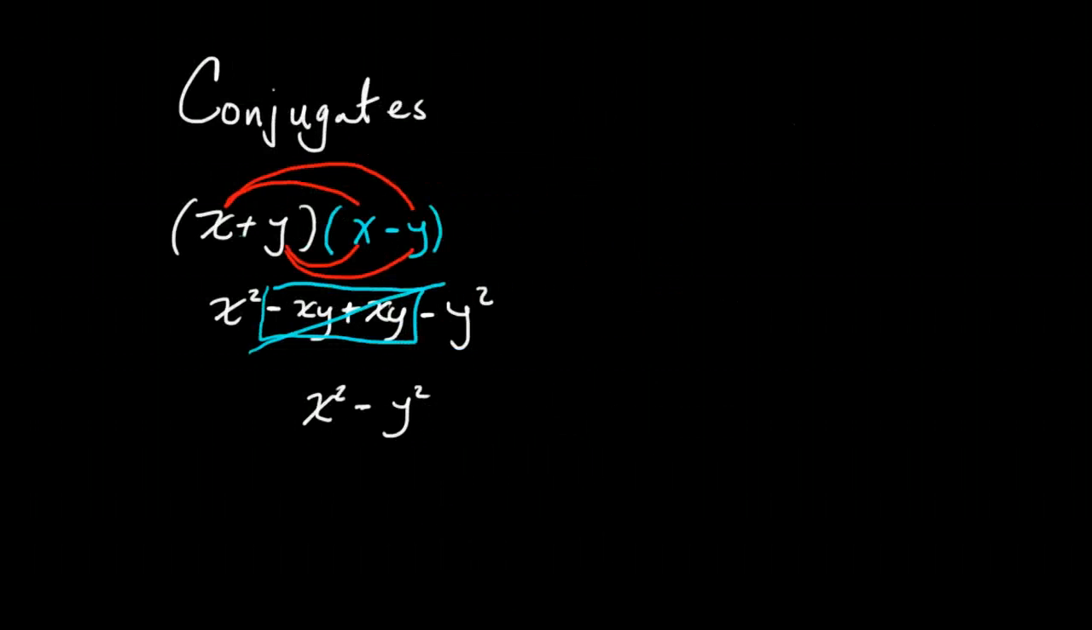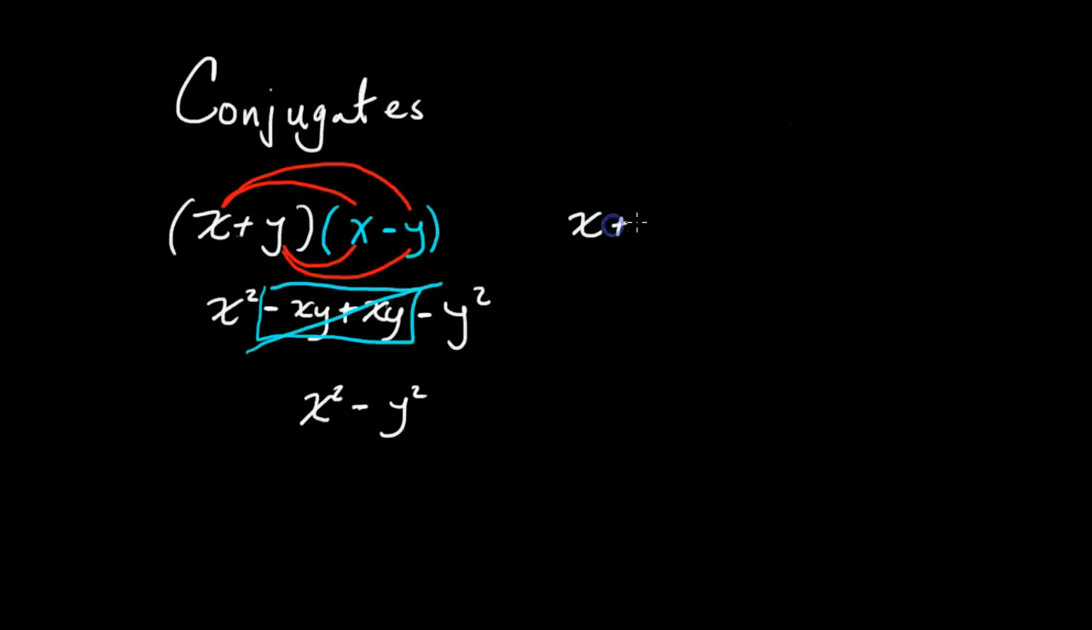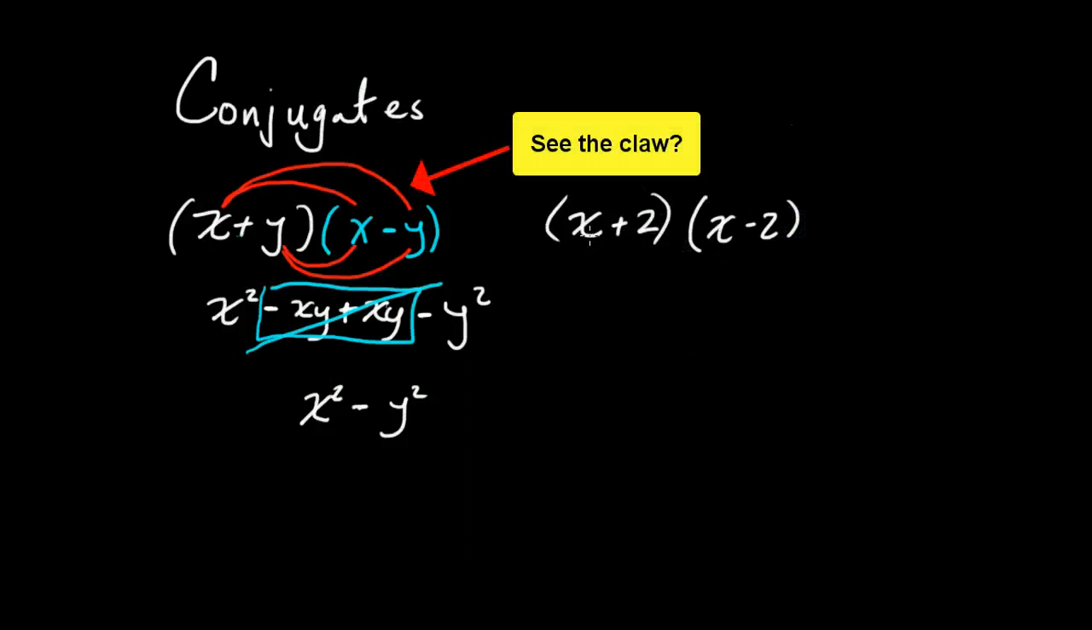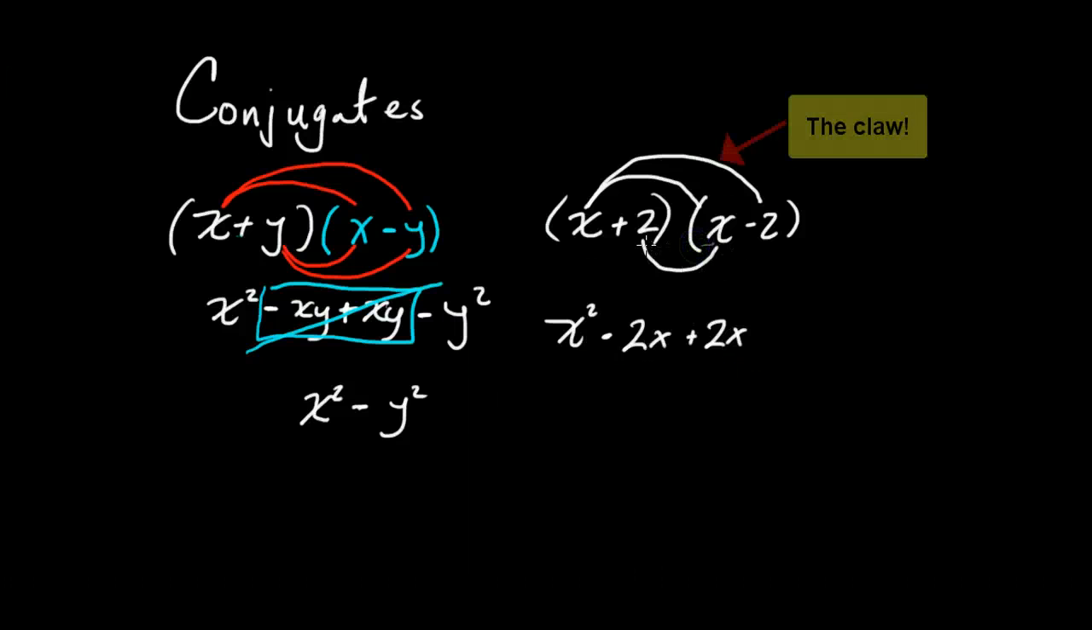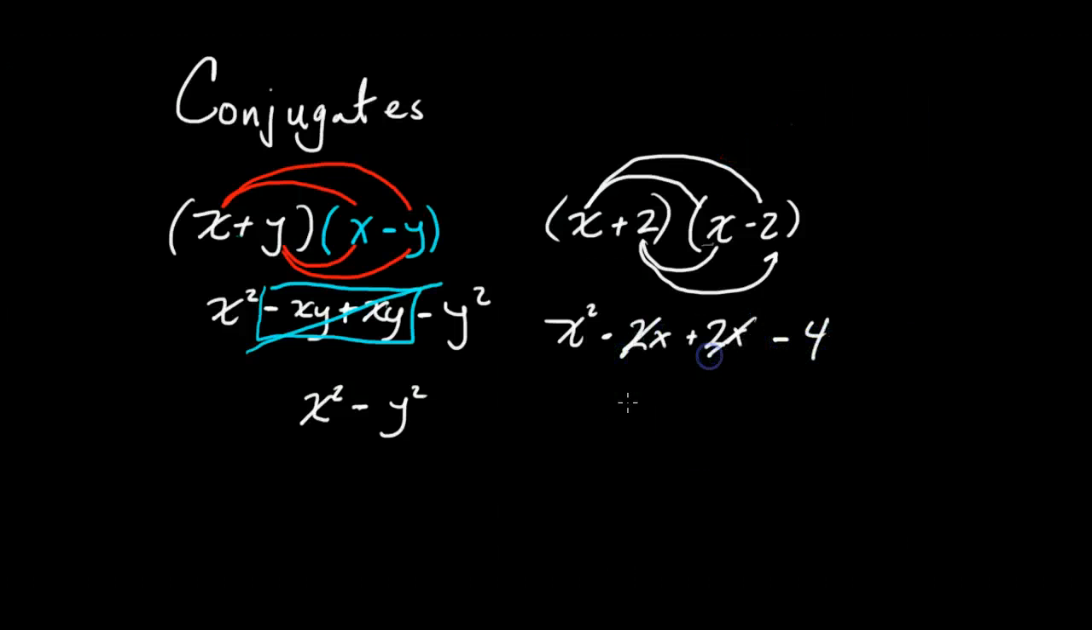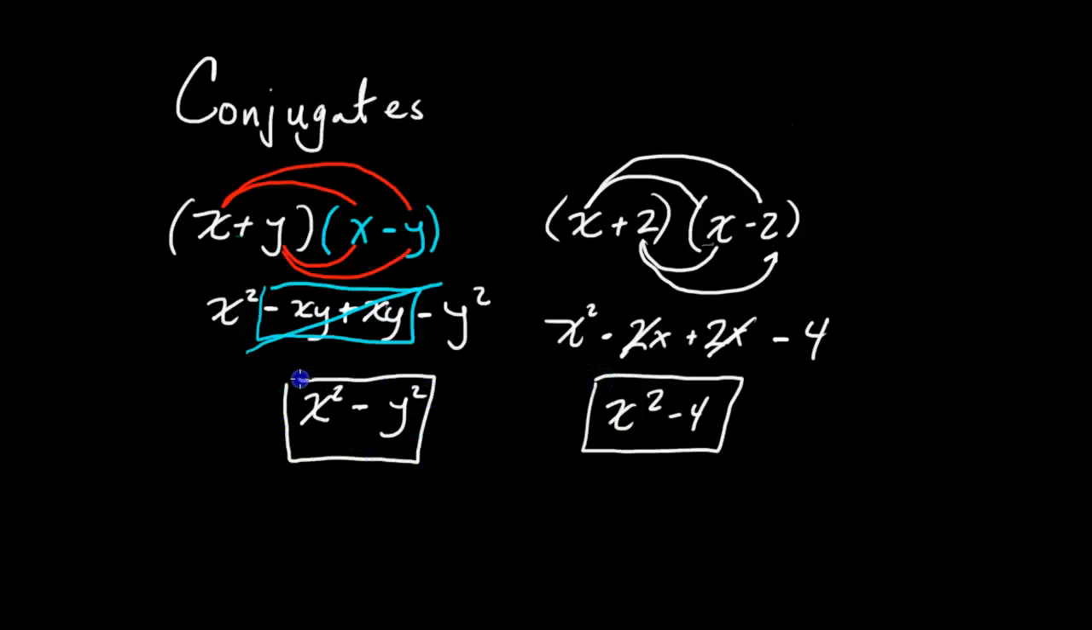Let's try another example. Let's try x plus 2, and we'll multiply it by its conjugate, x minus 2. Now when I distribute that out, I'm going to get x times x, which gives me x squared, x times a negative 2, which gives me a minus 2x, positive 2 times a positive x gives me a plus 2x. There are my two terms that are going to cancel. And a positive 2 times a negative 2 gives me a negative 4. My middle terms cancel, and I'm left with x squared minus 4, just the difference of squares.